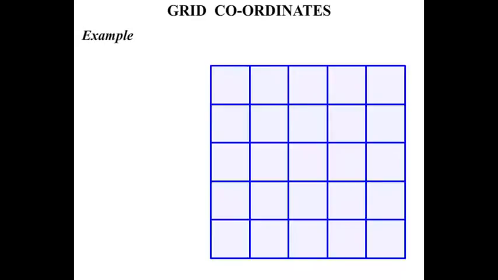Now in this lesson we take a look at grid coordinates. Example. We have a grid there. We're going to label the axes, the bottom axes and the side axes. So from the bottom, A, B, C, D and E. And on the side from the bottom, 1, 2, 3, 4, 5.